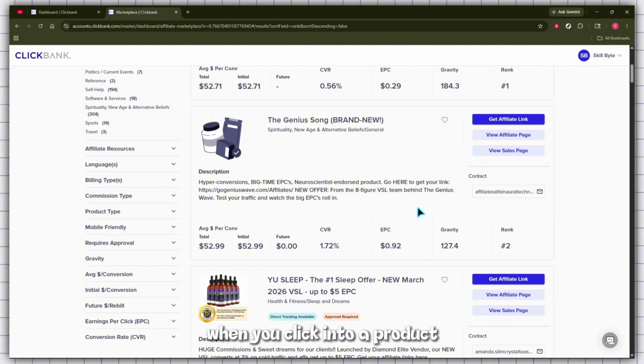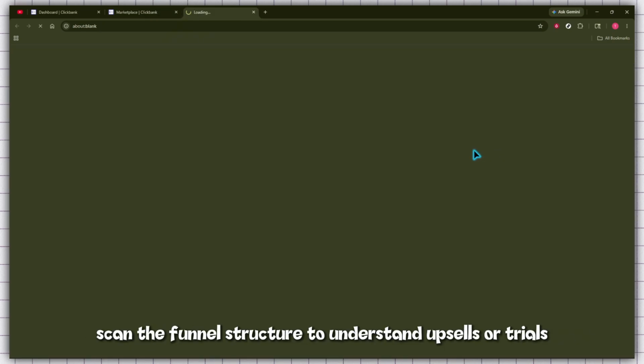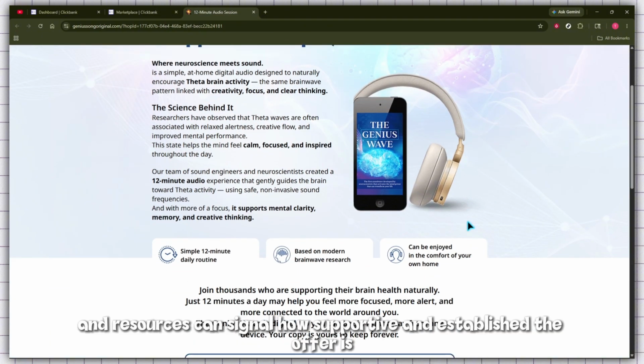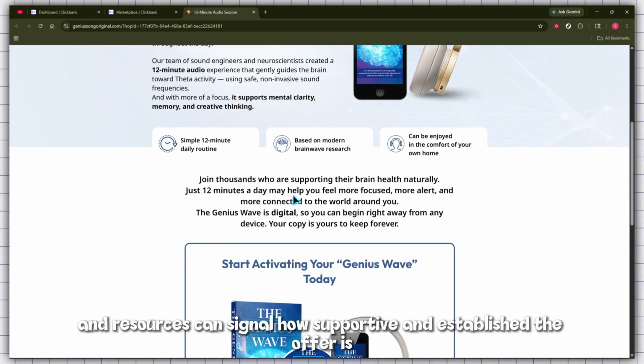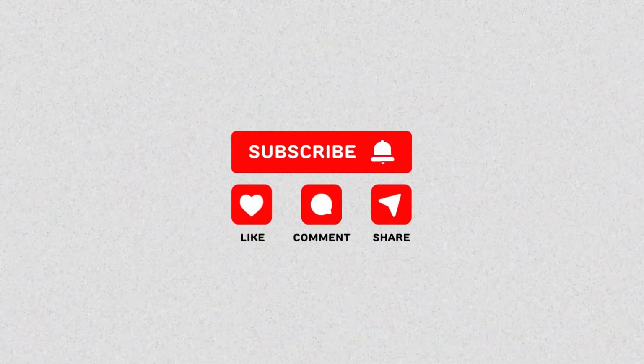When you click into a product, review the sales page to gauge clarity and professionalism, scan the funnel structure to understand upsells or trials, and explore any affiliate tools provided. Vendor stats and resources can signal how supportive and established the offer is. With these metrics in mind, you'll be able to quickly shortlist products that match your audience and goals on the Clickbank Marketplace.